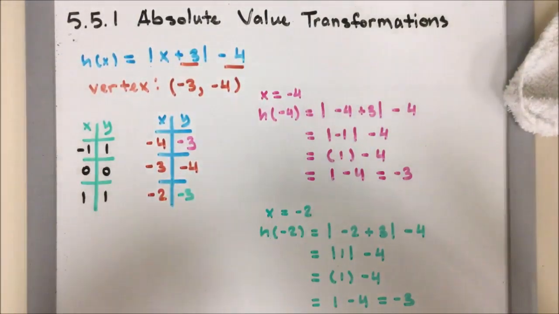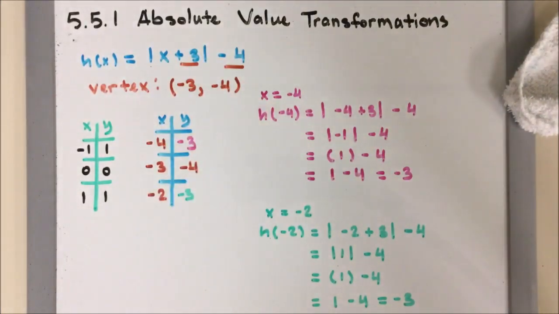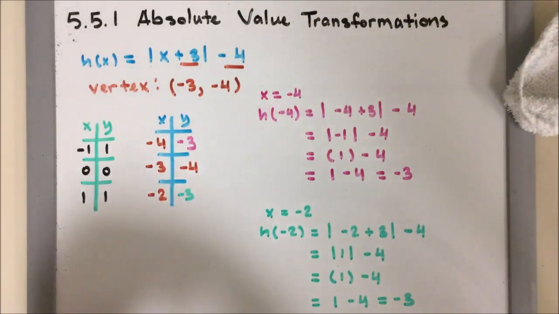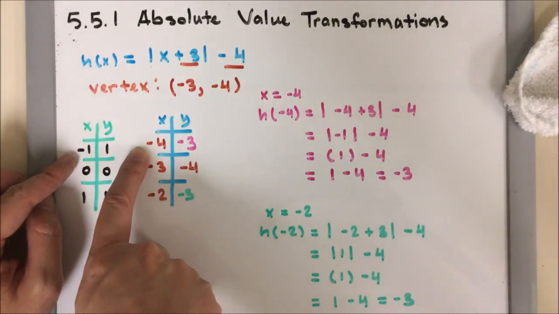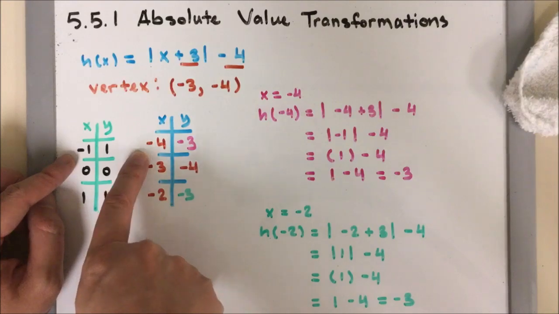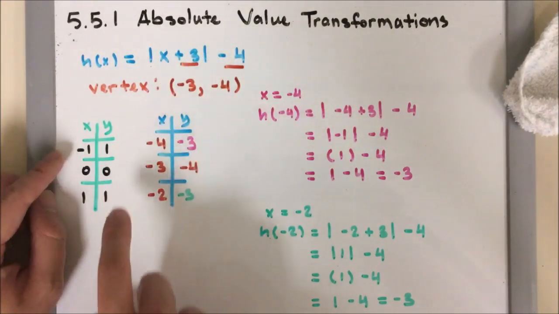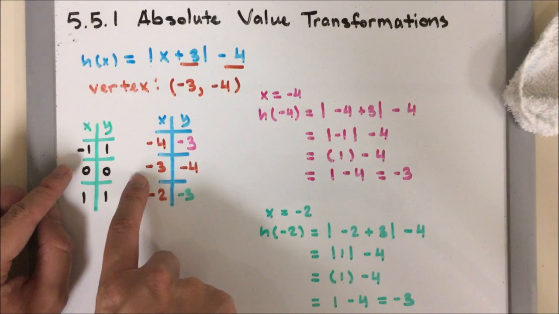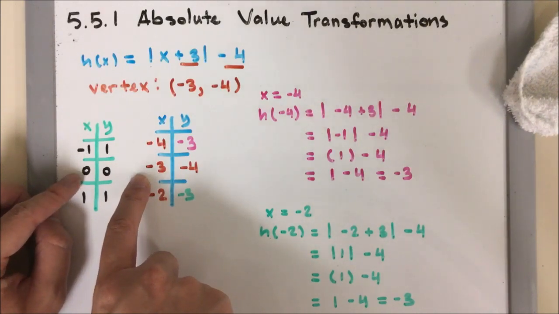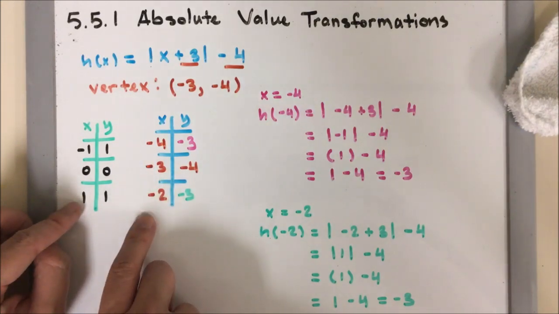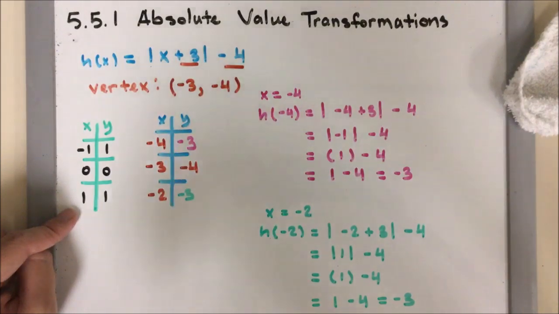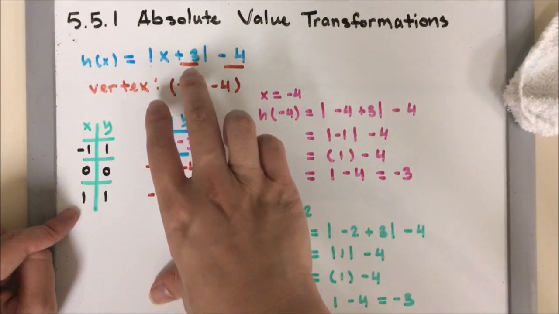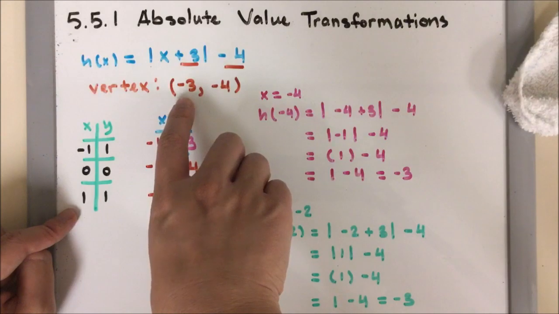Alright, now let's compare the coordinate points. If we look at the x values, starting with negative 1 to negative 4, it decreased by 3 units. So similar to the number that we have here. Let's look at the next one. It went from 0 to negative 3. Again, decreased by 3 units. Let's check the next one. It went from 1 to negative 2. So again, it decreased by 3 units. So there's a pattern with the plus 3, or the vertex, negative 3.